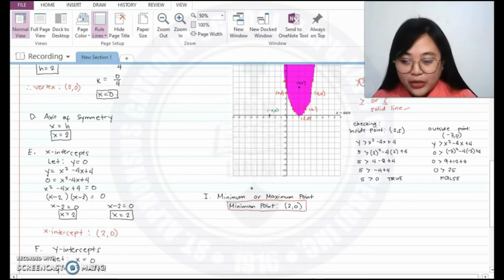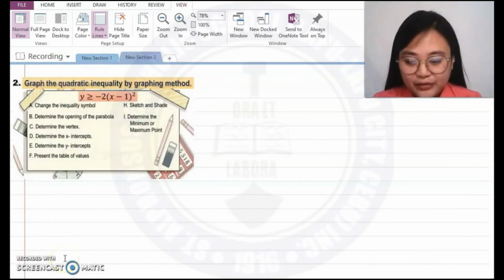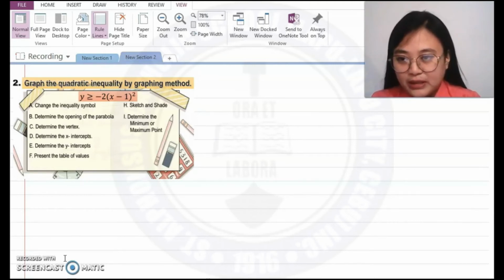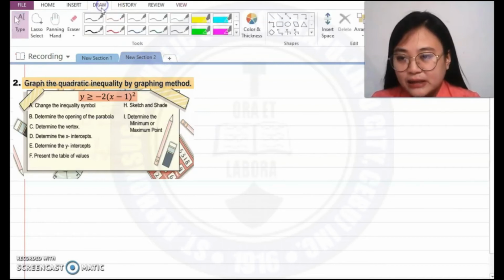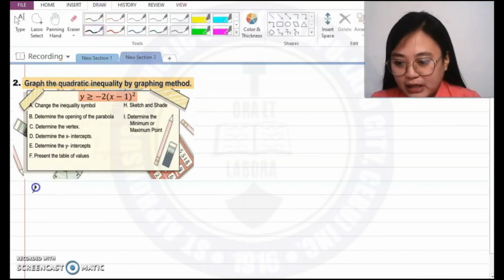Okay, now let's have another example. Example number 2, grade 9. Graph the quadratic inequality by the graphing method. Given: y is greater than or equal to -2 times the quantity x minus 1 squared. Still, the process is the same. For A, since the given is y is greater than or equal to -2(x - 1) squared, we change the inequality symbol into an equal sign, so it becomes y equals -2(x - 1) squared.